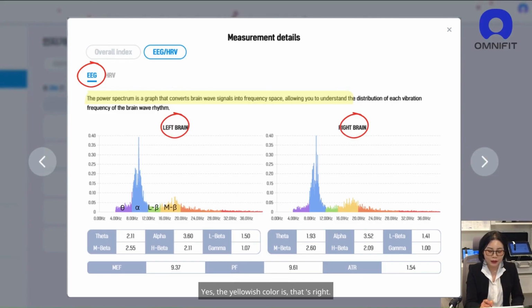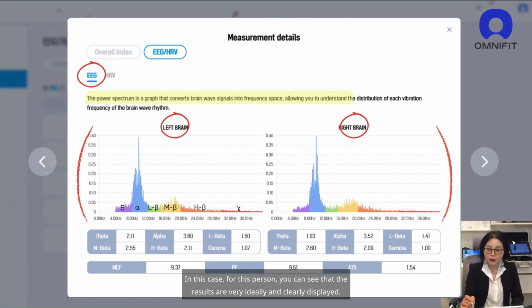Yes, the yellowish color is, that's right. Mid beta is orange, and then there's high beta and gamma waves. It's the same on the right side as well. In this case, for this person, you can see that the results are very ideally and clearly displayed.